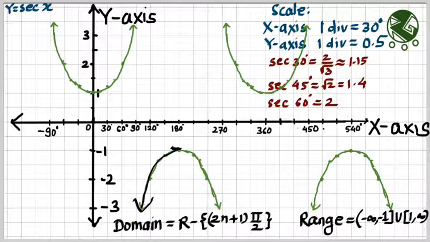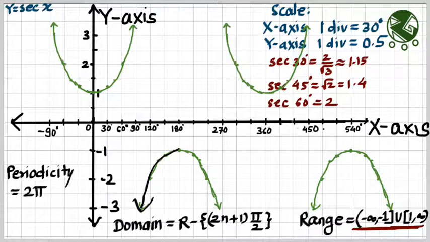These values are not possible for sec, and then from 1 to upper values, infinity. Okay, so that's why we are writing the range as minus infinity to, here we are writing this range, right, from minus infinity to minus 1 union 1 to infinity.